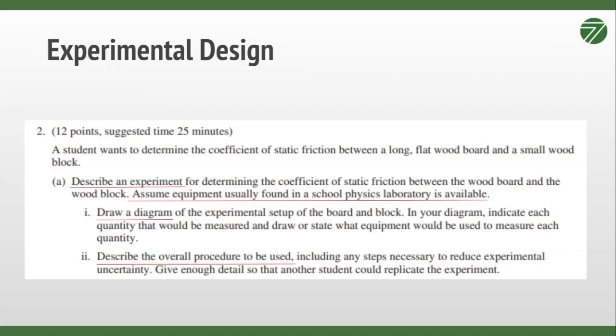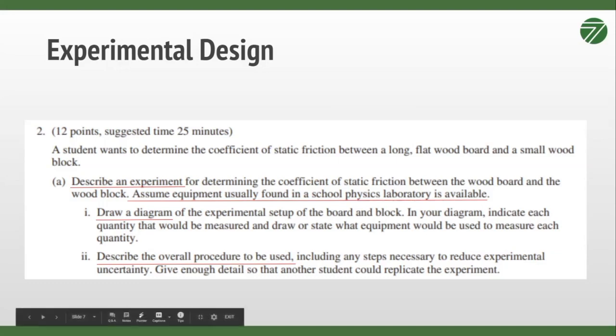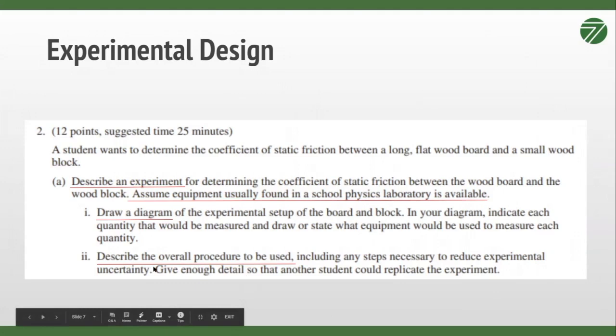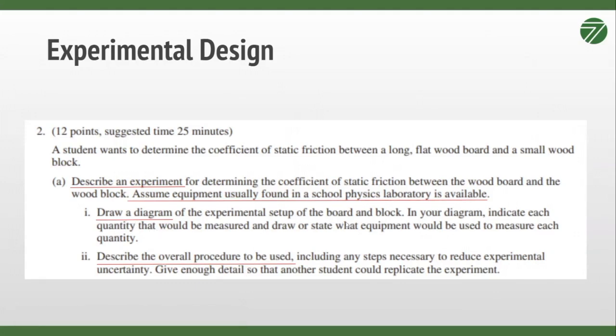Sometimes they'll ask you a few different bullet points here. Like here they ask you, first draw a diagram to describe the procedure. That's not always the case. They sometimes just say, okay, describe an experiment, and they might ask you to do different parts of the experiment, so specifically focusing on one aspect of it for a different question. Here they specifically want a diagram. So draw a diagram of the experimental setup of the board and the block. That's just to show here's your board and block setup. And then describe the overall procedure to be used.